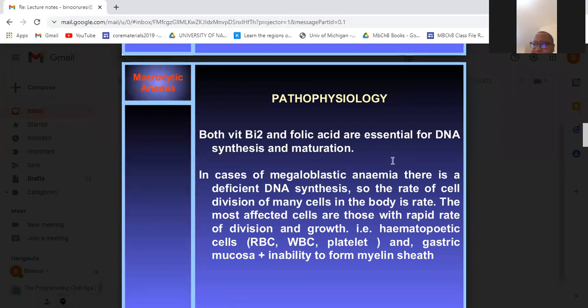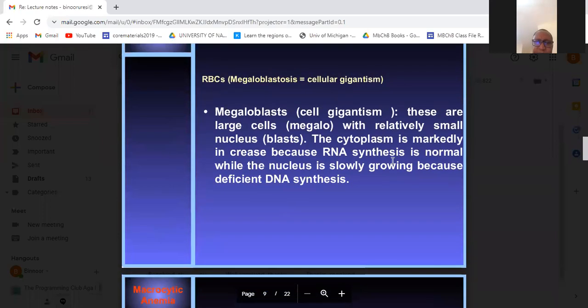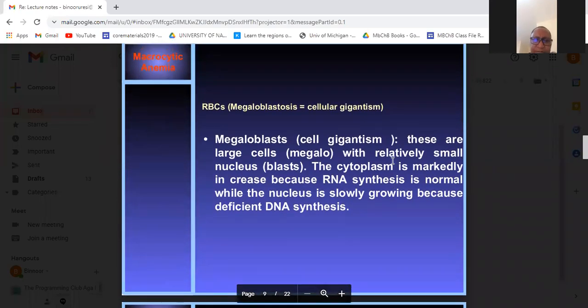Next slide. So we've said this, I think just to repeat, megaloblasts are large cells with a relatively small nucleus. The cytoplasm is markedly increased because RNA synthesis is normal, while the nucleus is slowly growing because there's deficient DNA. So the RNA is not being converted to DNA because you need B12 and folate for that to happen. So we have already described that. Next slide.